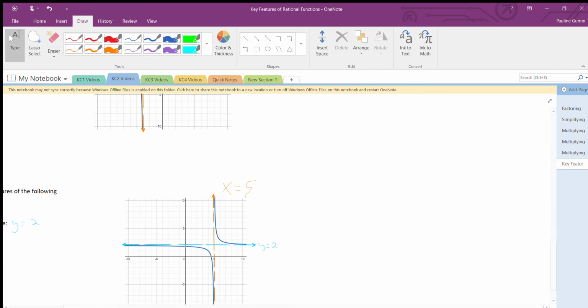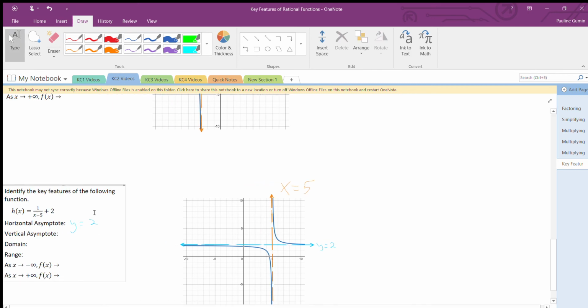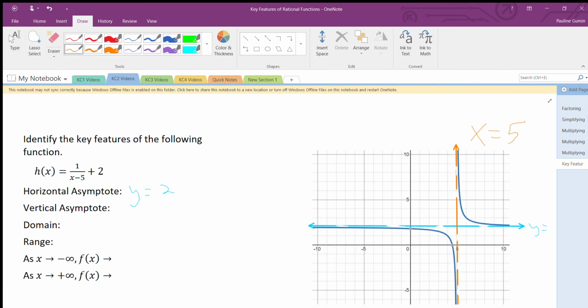You're probably thinking, Miss Gumin, I don't want to do this every single time. You have to graph each one. You have to look and imagine the asymptotes. Not quite fun. Can you make this easier for me? Why, yes, I can, dear student.